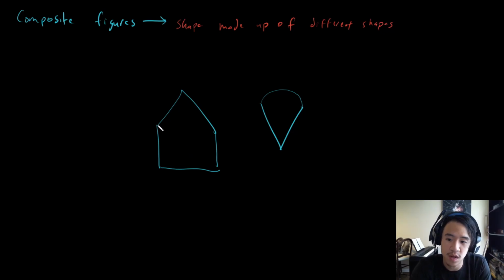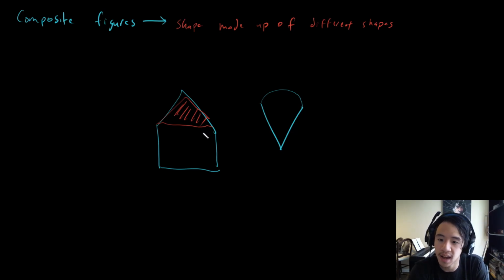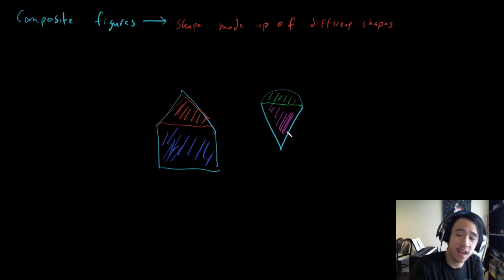So in these cases, we have a house that's made up of a triangle, this triangle here, and then a rectangle down here. And over here we got like a little ice cream cone. So that means we got a semicircle and a triangle. So what we have to do to find the area of these is we just have to find the area of each of the parts, and then we just add them up together. So pretty simple. So let's see what an example might look like.